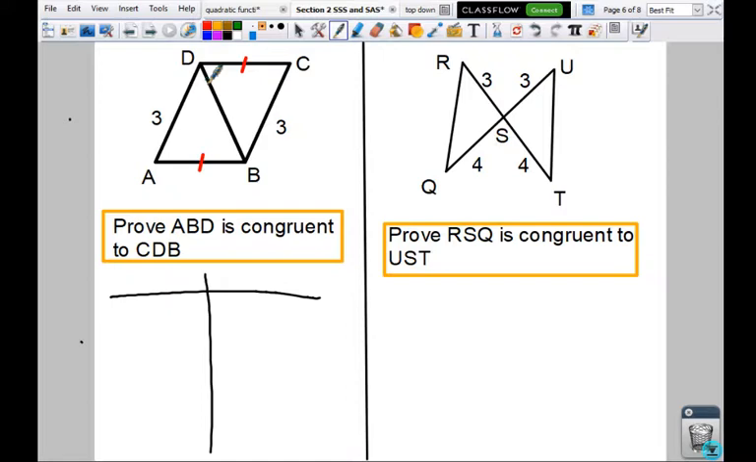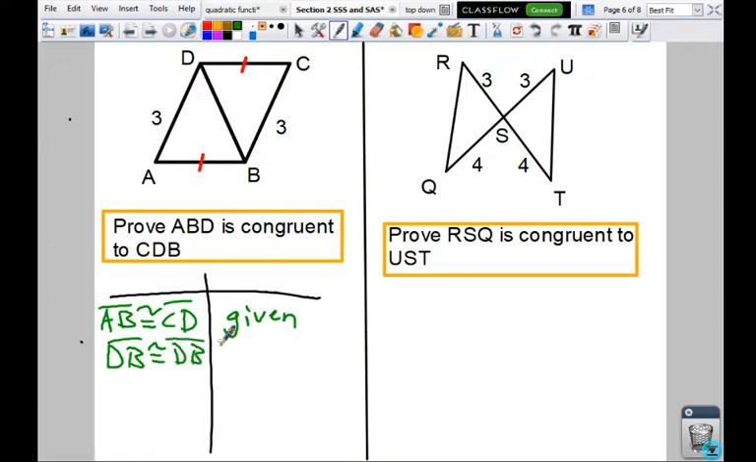All right, let's get started. Ryan, what method did you use on this first one? Side, side, side. Yep. So what was your first side that you did? AB is congruent to CD. What's your reason? Given. That's easy. Tyler, what's another side? DB and DB. What's your reason? Same line.